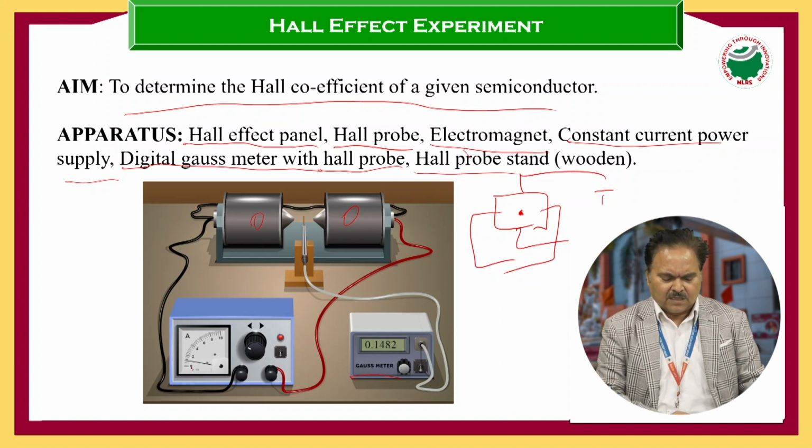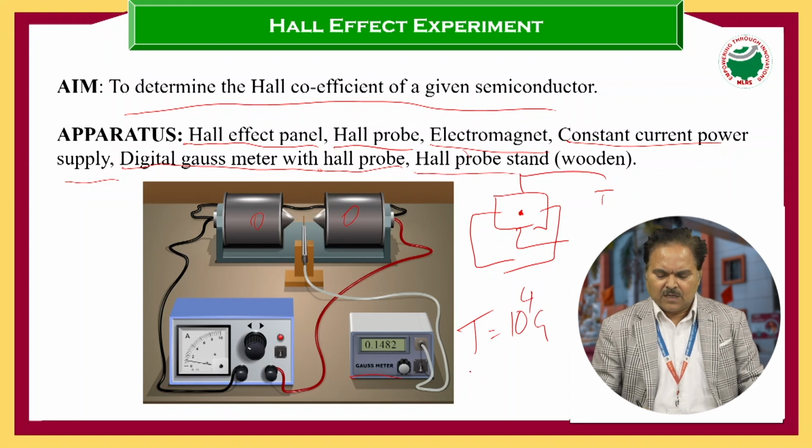You can see here that a 1 amp current is sent through the electromagnets, and you are getting 0.1482, in terms of Tesla. Actually, in our laboratory experiments it is usually in terms of kilogauss, but this experiment is in terms of Tesla. One Tesla is 10 to the power of 4 gauss.